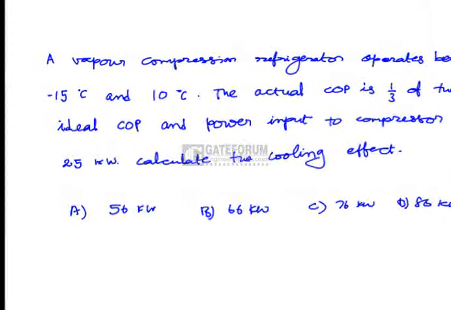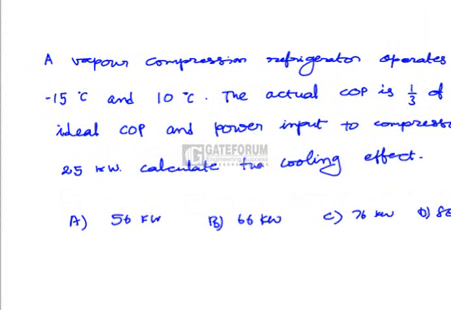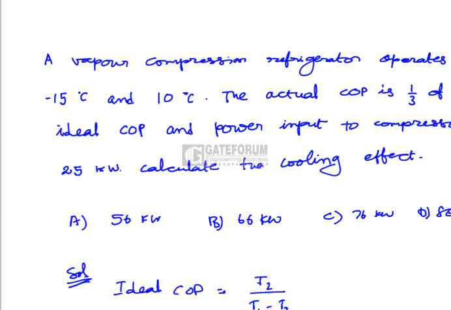A vapor compression refrigerator operates between minus 15 degrees centigrade and 10 degrees centigrade. The actual COP is one third of the ideal COP and power input to compressor is 25 kilowatts. Calculate the cooling effect. Here the options are 56 kilowatt, 66 kilowatt, 76 kilowatt and 86 kilowatt. So coming to the solution, here the given actual COP is one third of the ideal COP, and ideal COP of a VCR is given by T2 by T1 minus T2, where T2 is the lower temperature and T1 is the upper temperature.